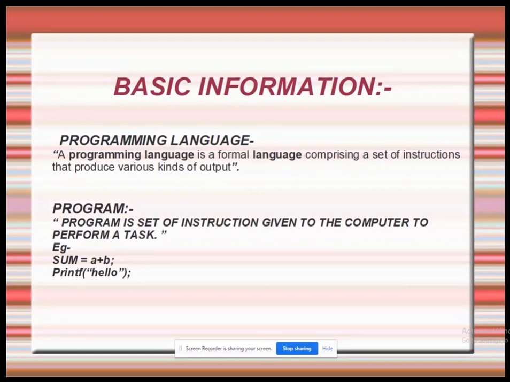So let us see what a program is now. A program is a set of instructions given to the computer to perform a task. It means you write an instruction in the form of code that the computer reads, does some operation, and gives you the output required. Let's see the example, like sum = a + b. It means the variable sum is dependent on the value of a + b. So whatever value comes from a + b will be assigned to sum.